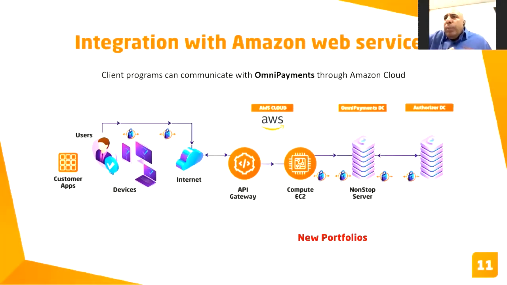The other support that we provided is integration with Amazon Web Services. And so in that scenario, again, we have our API gateway and the Compute EC2 node that runs in the AWS cloud. That in turn can pass the message on to the OmniPayments data center and pass it on further to the authorizer. And then the authorizer provides the legacy infrastructure. So these are the different products that we've integrated, and we've provided these solutions. Next.